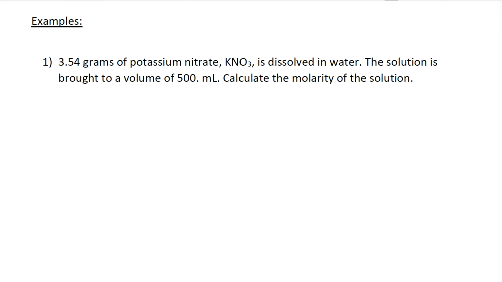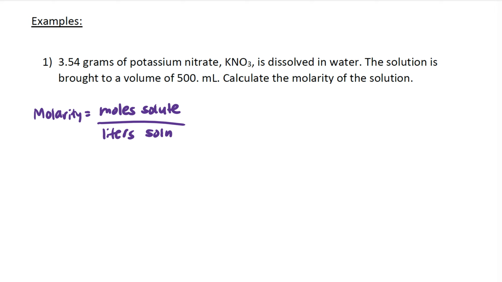Here in number 1, we take 3.54 grams of potassium nitrate and we dissolve it in water. The solution is brought to a volume of 500 milliliters. Calculate the molarity of the solution. So the first thing I'm going to do is record our molarity formula. Molarity, remember, is moles of the solute over the liters of solution. So let's first deal with the moles.